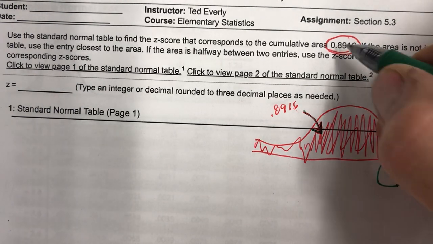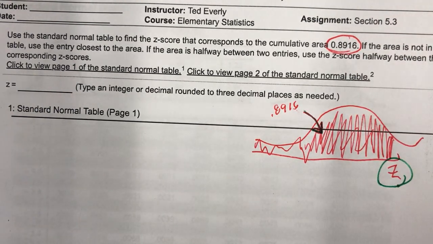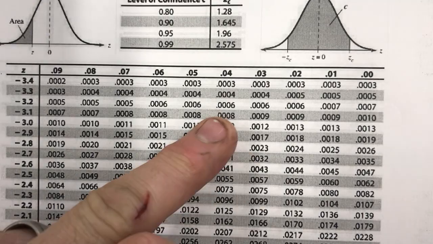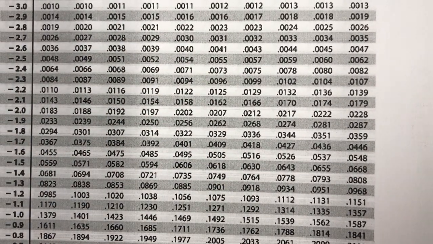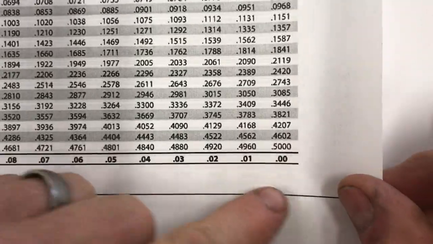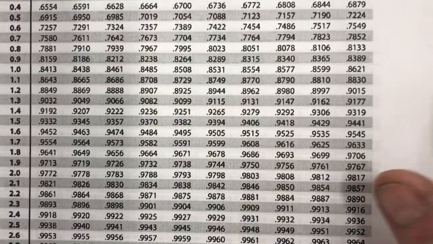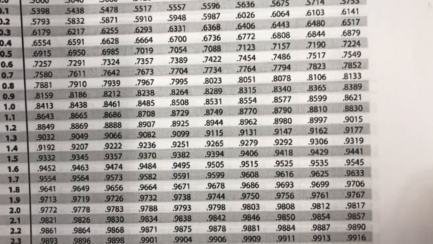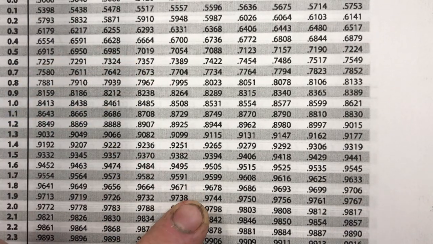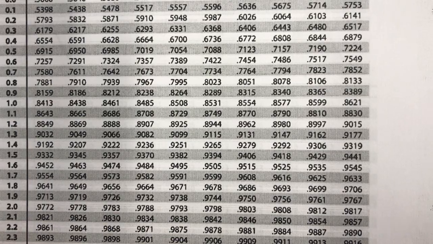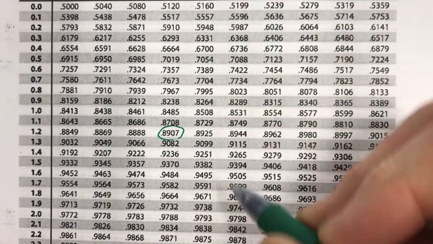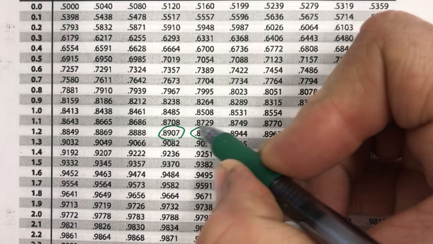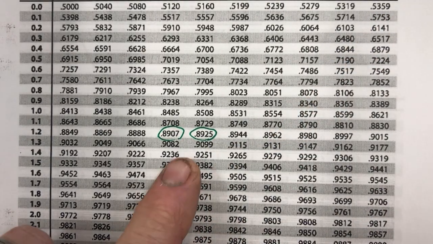All right, so what we do is we're looking for 8916. And that's what these numbers are here. These are the areas right here. And so it's not on this page because this one is the negatives for the z-scores, and it goes to 0.5. So the next page is where we're going to be. See, these numbers get bigger. And we've got to find 8916. So here's 8907, 8925.